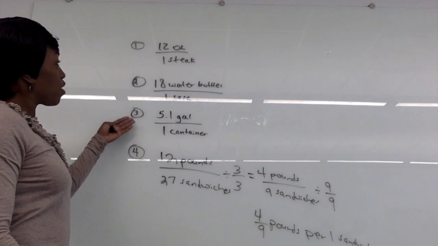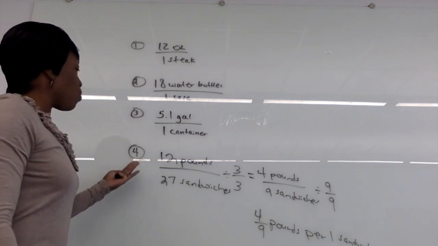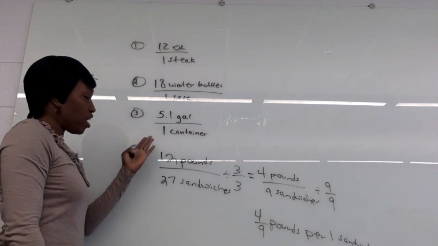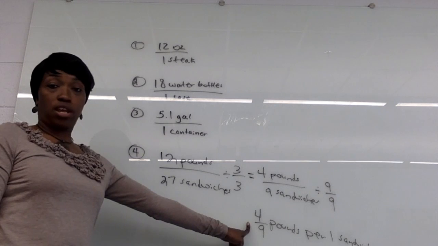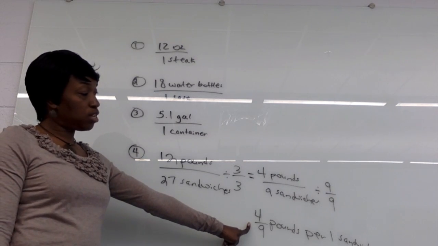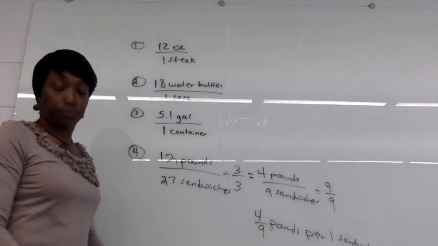Notice 1, 2, and 3, they all came out evenly with a 1 in our denominator. But with 4, we were not able to get a 1 in our denominator, so that tells you here that you're going to have to get a fraction answer for your first unit in order to make your second unit have a 1 in the denominator.